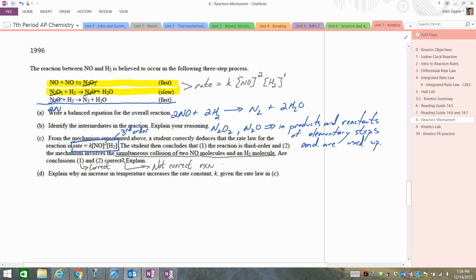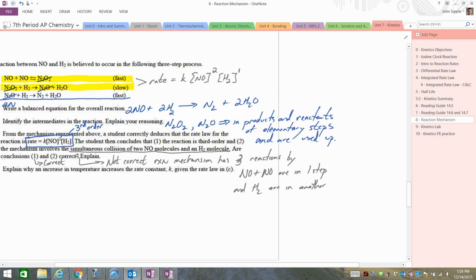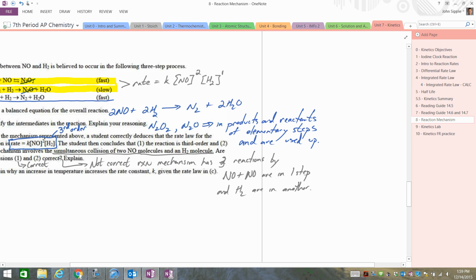Okay. The reaction mechanism has reactions. Well, I should say it has three reactions, but NO and NO are in one step, and the H2 is in another. So it doesn't happen simultaneously, it happens in separate steps. They react in separate steps.